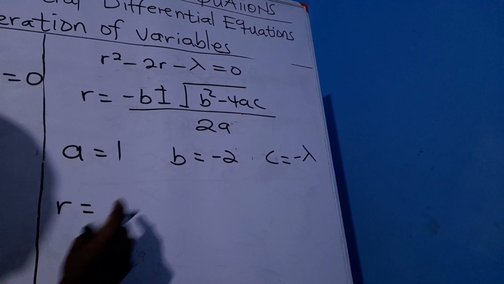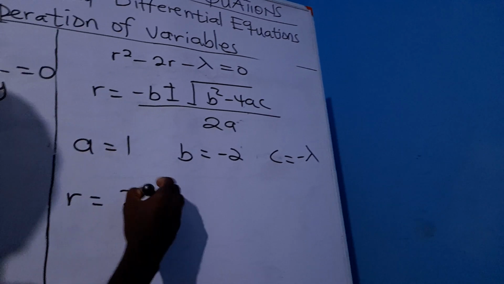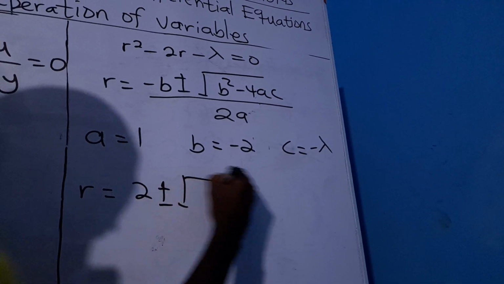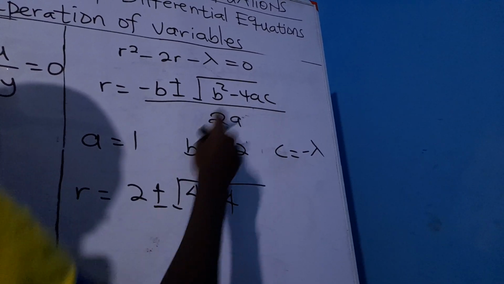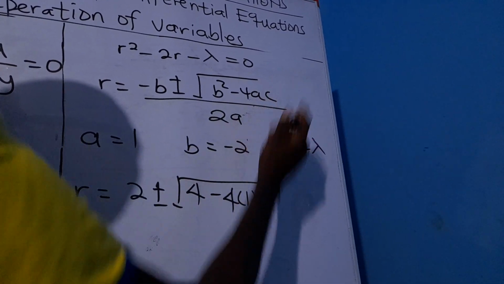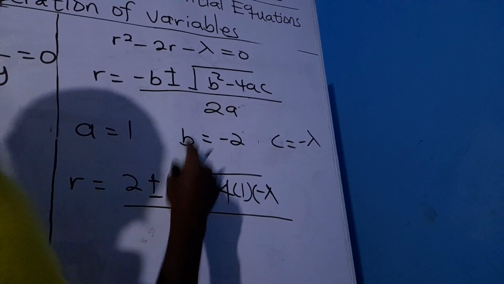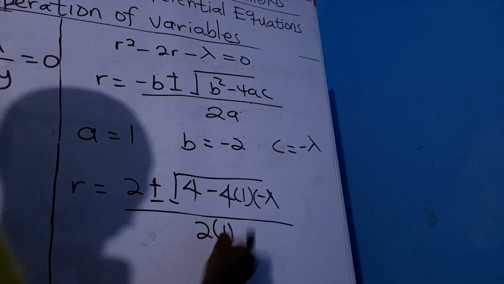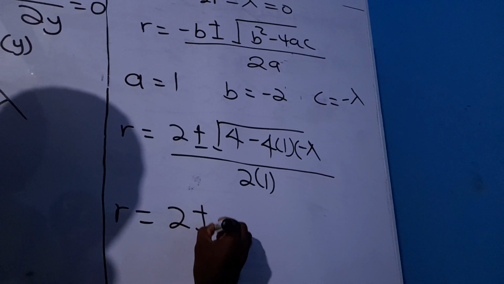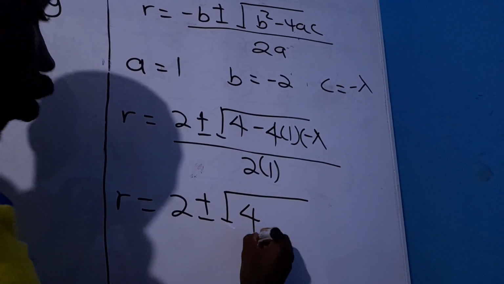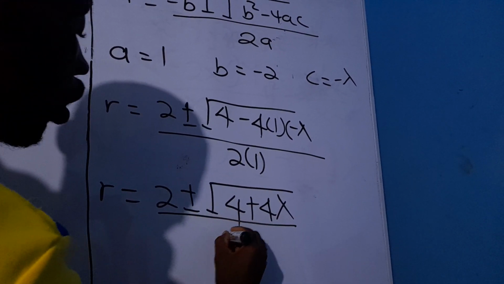So we substitute. Our r will be equal to, when we substitute negative 2, we get 2, because the negative will affect it, plus or minus the square root of negative 2 squared, which is 4, minus 4 times a, which is 1, times c, which is negative lambda, all over 2a, and the a is 1. So our r will be equal to 2 plus or minus the square root of 4, this will become plus, so plus 4 lambda, all over 2.